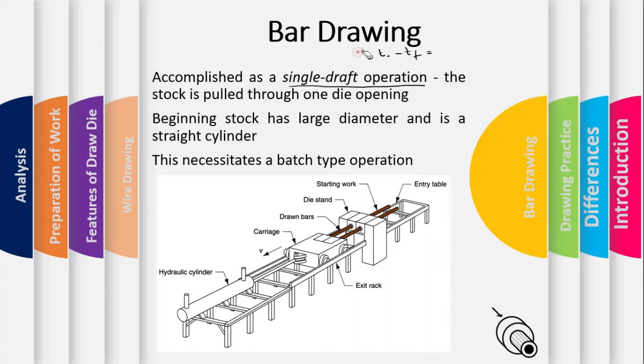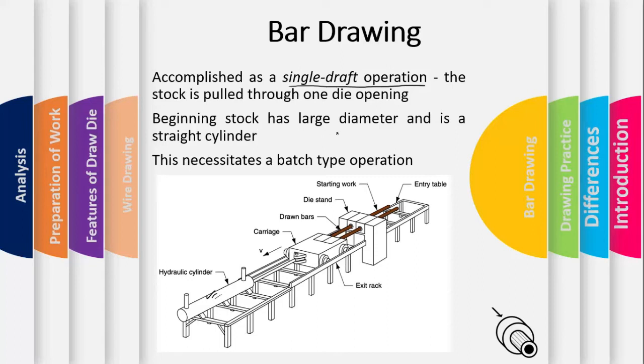So it is performed as a single draft operation, meaning the bar drawing will always have a single pass. It will pass only one time, that's it. The stock is pulled through one die opening. So we have one die and a bar, and there's a carriage that is pulling this bar using some hydraulic system, and the bar is being pulled through this die opening only once. That is what is called a single draft operation.